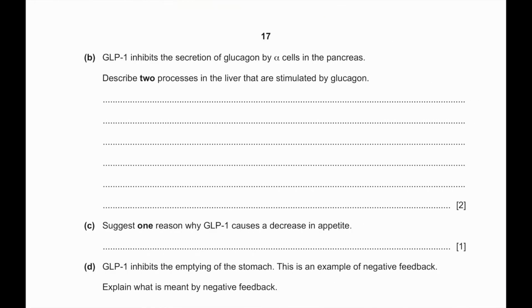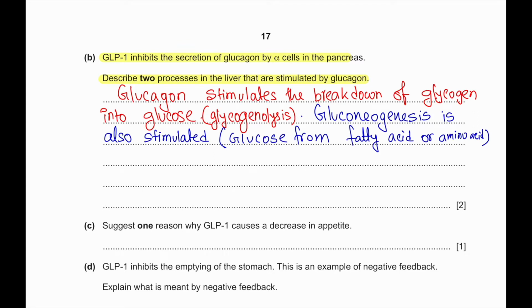Part B. GLP-1 inhibits the secretion of glucagon by alpha cells in the pancreas. Describe two processes in the liver that are stimulated by glucagon. We know that glucagon stimulates the breakdown of glycogen into glucose, which is known as glycogenolysis. Gluconeogenesis is also stimulated. Glucose is made from fatty acids or amino acids.